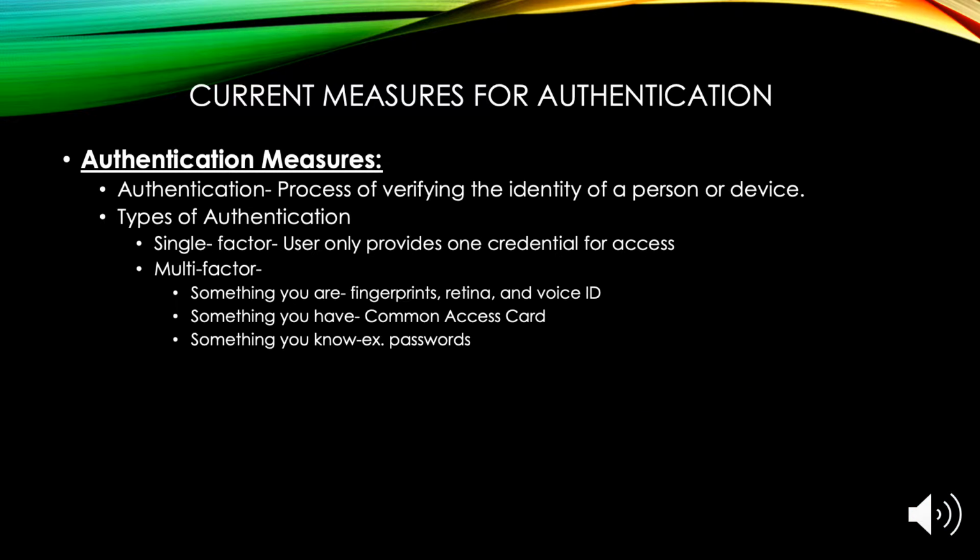There are current measures for authentication set up at the organization. The organization currently uses multi-factor authentication for access to network resources. Multi-factor authentication includes something you are, something you know, and something you have. For multi-factor authentication, the organization uses CACs, or Common Access Cards. Common Access Cards are multi-factor authentication because they require something you know and are to access network resources.